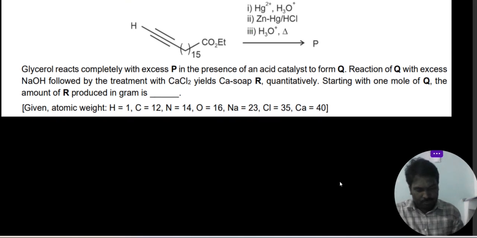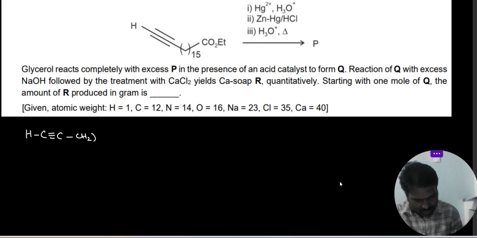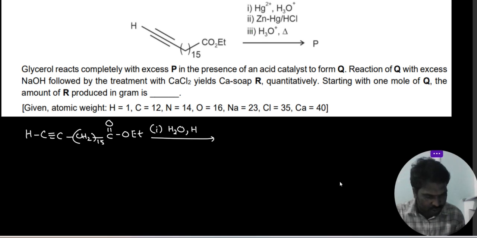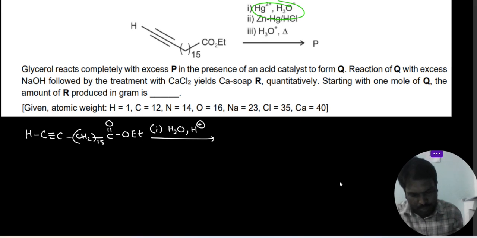Okay. So now here the alkyne is given. This is the alkyne, CH2 15 times, COOC2H5, ethyl ester. Now the first reagent is H2O, H3O plus, which means we can write H2O, comma H plus, Hg2 plus, that is mercuric sulfate, HgSO4.